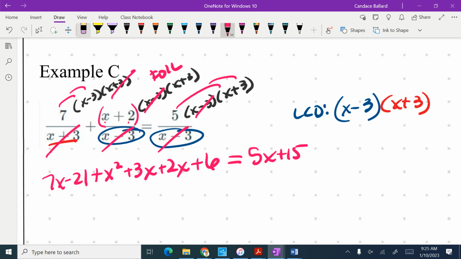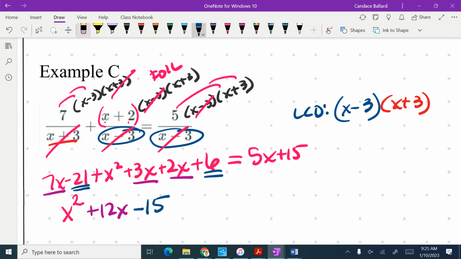All right, we're going to combine like terms. I want my x squared up front. x squared means what kind of a function do we have? Linear or quadratic? Quadratic. How many answers should I have then? 2. Okay, so I've got 7x, 3x, and 2x, 12x. Double check my arithmetic. All right, -21, +6, -15. Is that right? Double check my work. Am I right? Yeah? Okay.